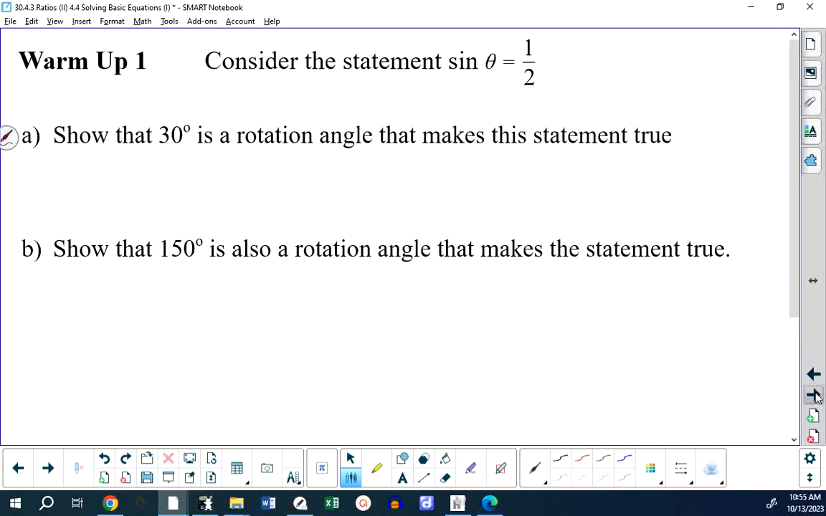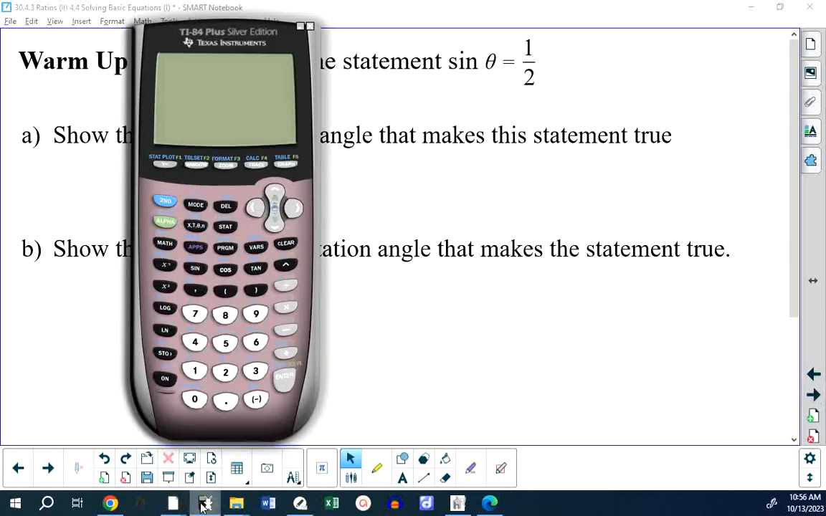So let's get started. Consider this statement. It is an equation, but it's also a statement. Sine of theta equals 1/2. Show that 30 degrees is a rotation angle that makes this true. This is not a Math 30 level question I'm asking. There's a number of ways we could do this. One of the things you could do is just blindly take your calculator, make sure it's in degrees, and go sine of 30. Yep, makes it true.